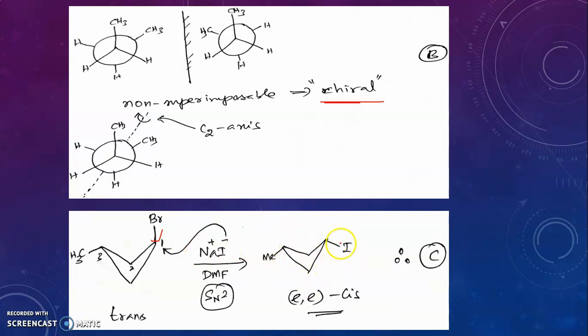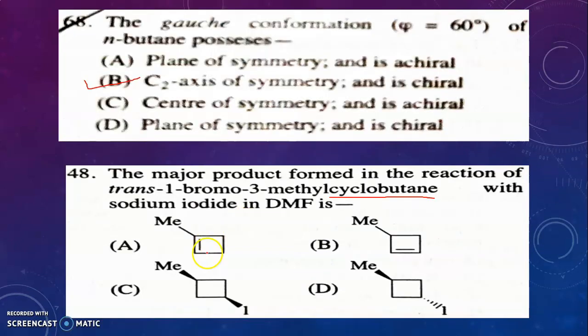Now see, in the product, the methyl group is equatorial and the iodine is also equatorial. You know very well, if both groups are axial, it is cis. When both groups are equatorial, then also cis. So this is a di-equatorial cis isomer of cyclobutane. Are you able to understand? So the correct answer is 1,3 cis, right? You'll get a cis isomer as the product.